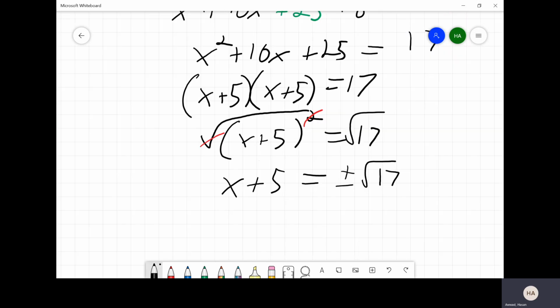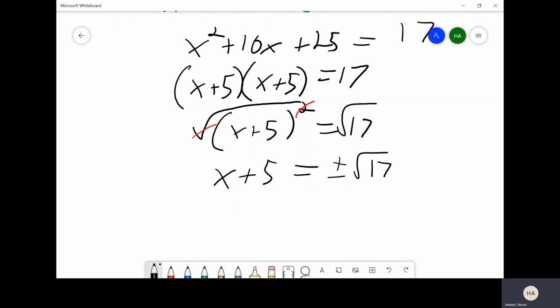Well, now this is really easy, right? And we know how to do this. All we have left to do is solve for x. We have to isolate x. So we have an addition of 5. So now we're just going to subtract 5.